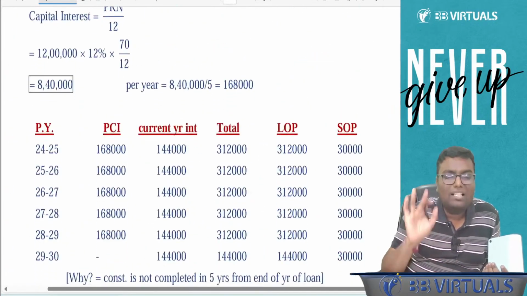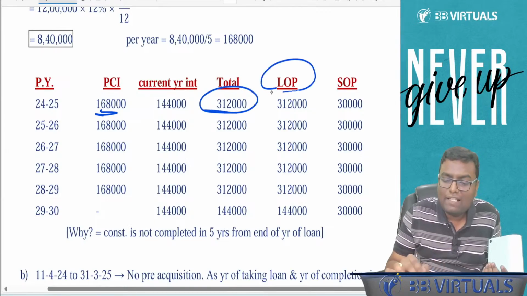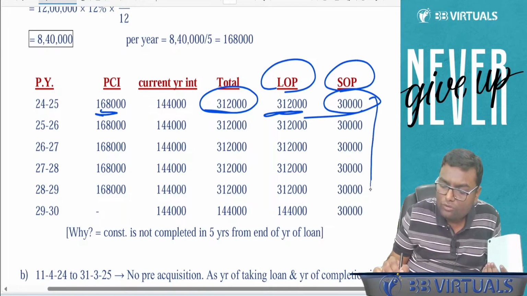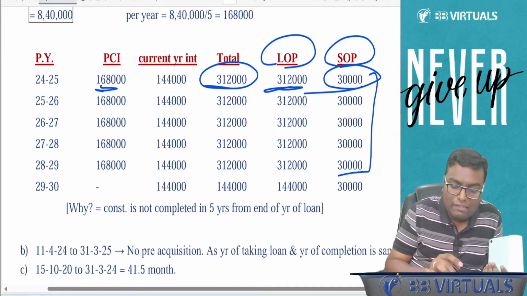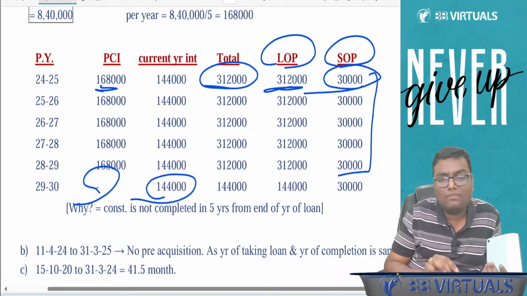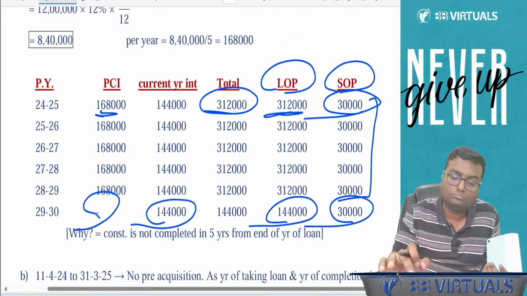See, this is just for your understanding. For the first year, 3,12,000 if it is LOP, only 30,000 if it is SOP. And this will continue for 5 years. From the sixth year, I will not get pre-construction interest. I will get only current year's interest 1,44,000. If it is LOP, full deduction. If it is SOP, 30,000.